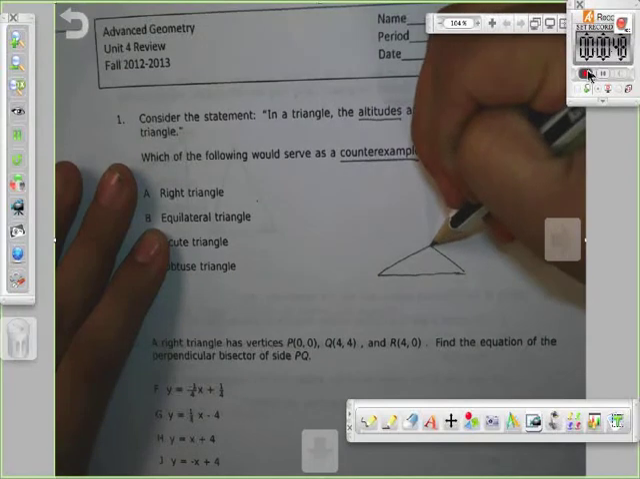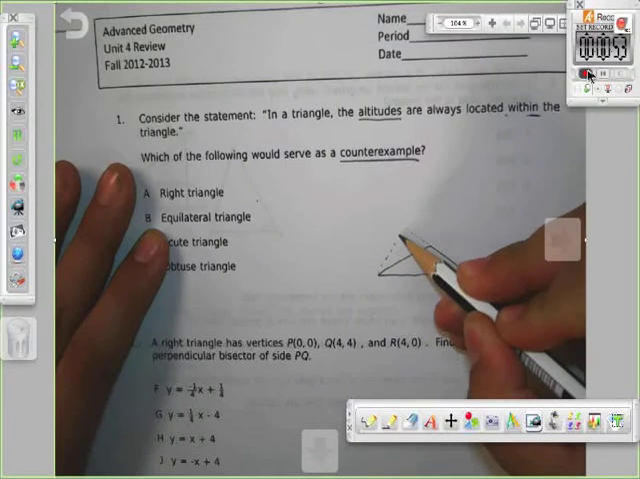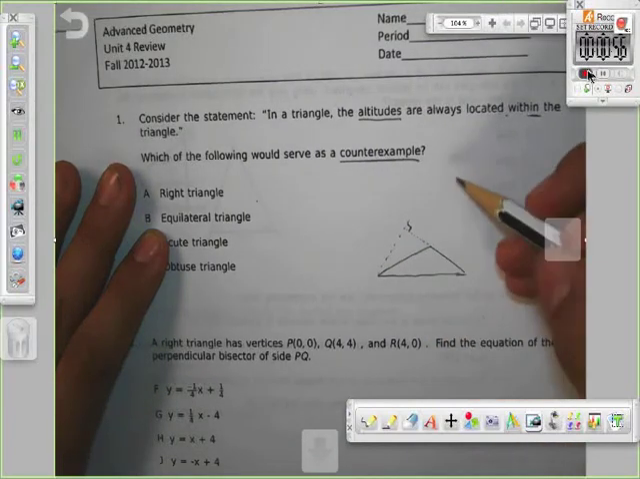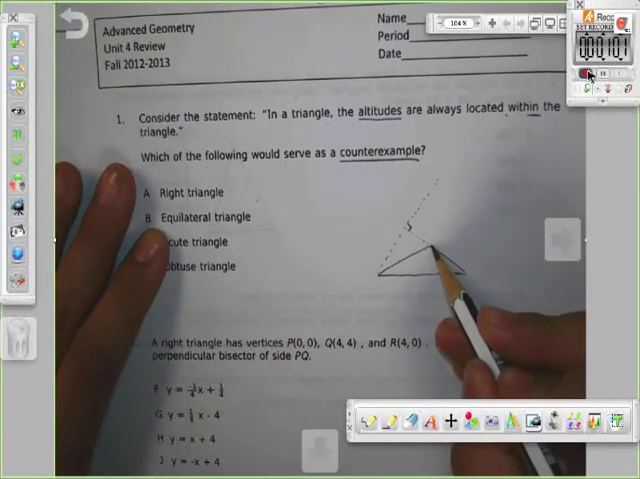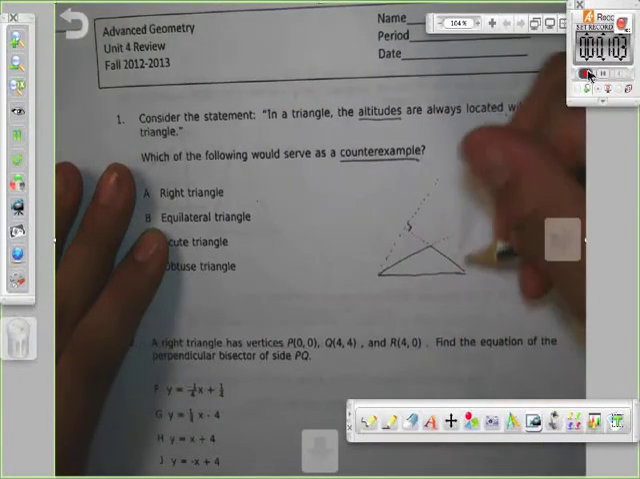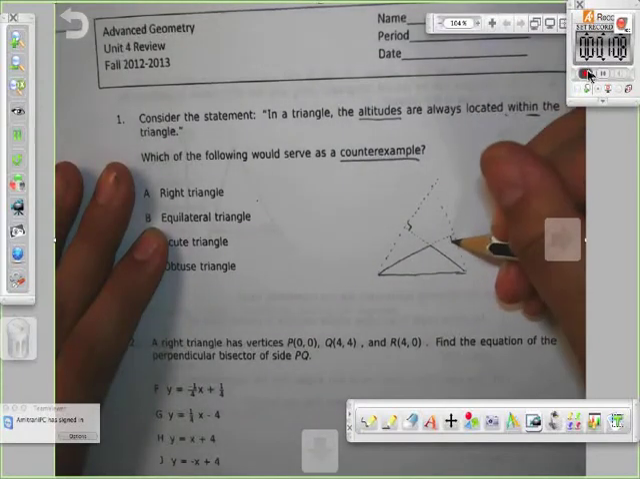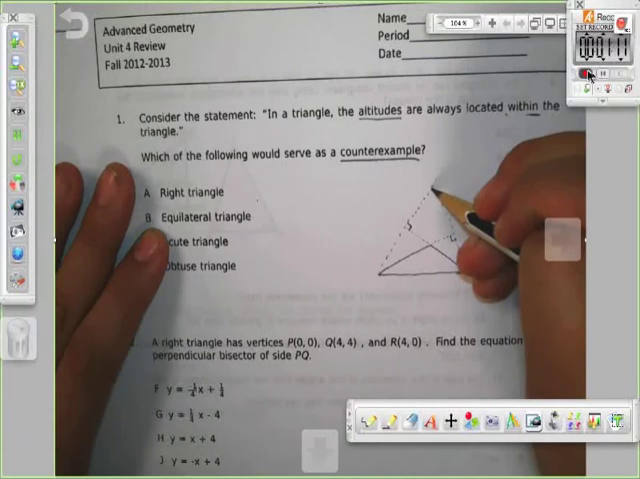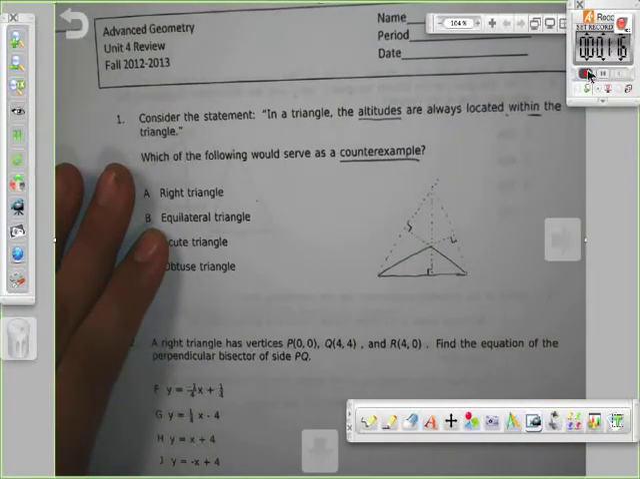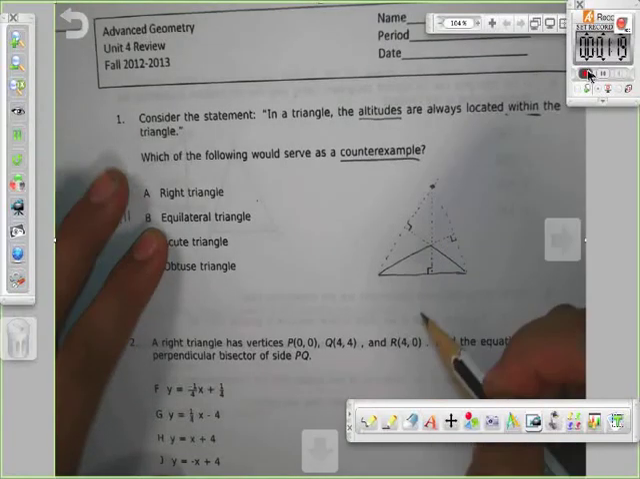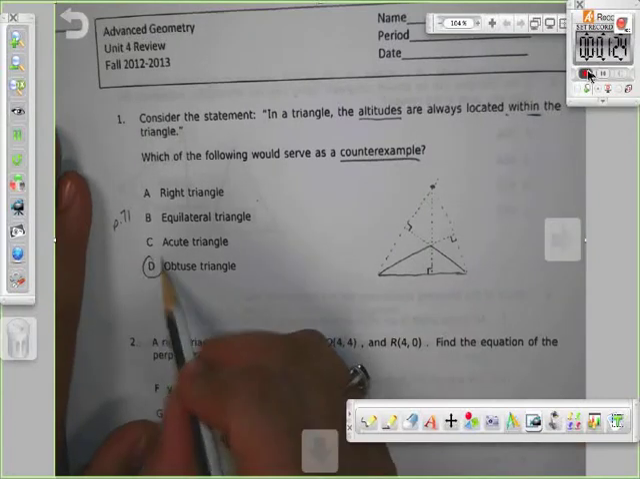This segment is going to get extended till it makes a 90-degree angle. I extend it a little bit more. This one here is going to get extended till it makes a 90-degree angle, approximately. And then the angle here is my other altitude. So this is my orthocenter, and it is outside the triangle. So this is where they're located, outside the triangle, and the correct answer would be D.